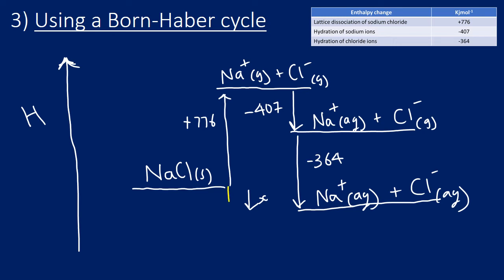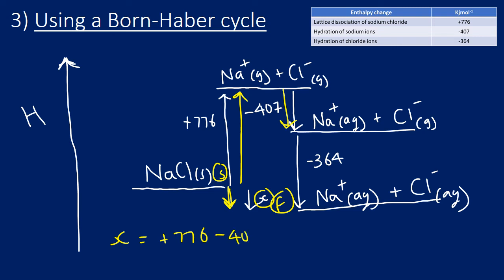I like to have a route 1 which is equal to x, so that's my route 1, my start and my finish. So that's x, that's my route 1 here, my unknown. Route 2 will be going up here, which is plus 776, then down minus 407, and then down again minus 364. And it is the same calculation. I end up with plus 5 kilojoules per mole.